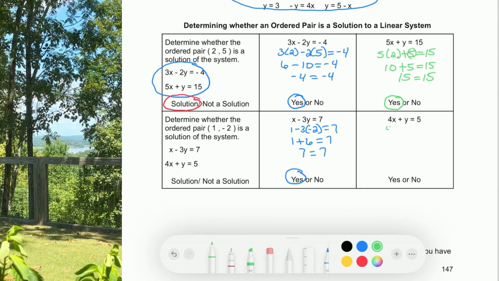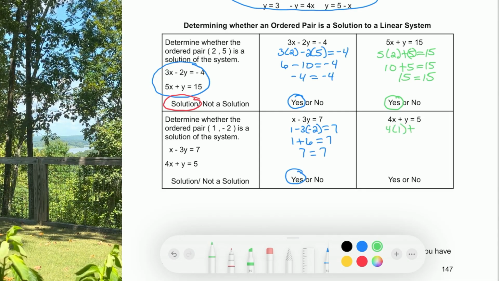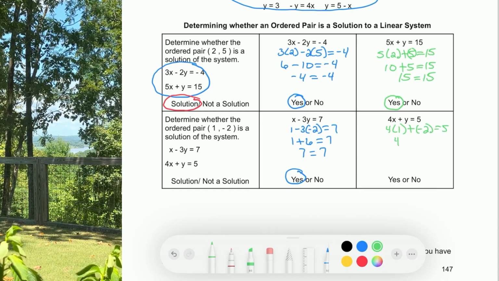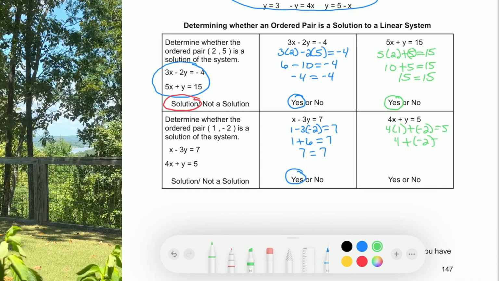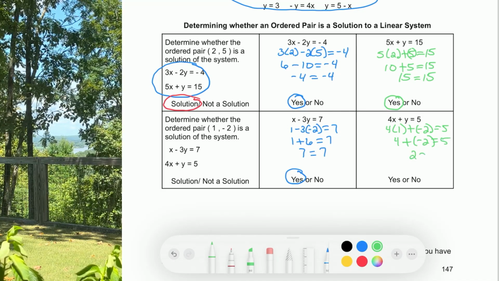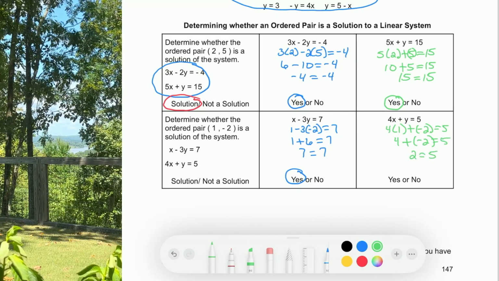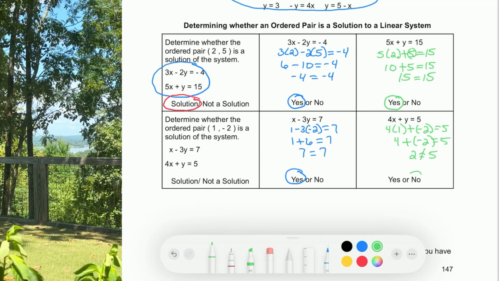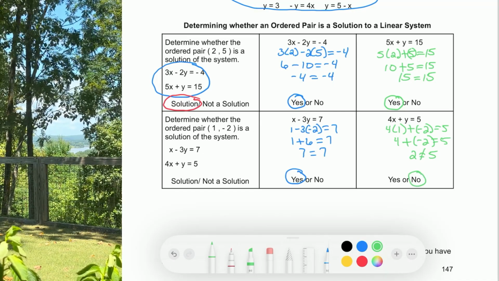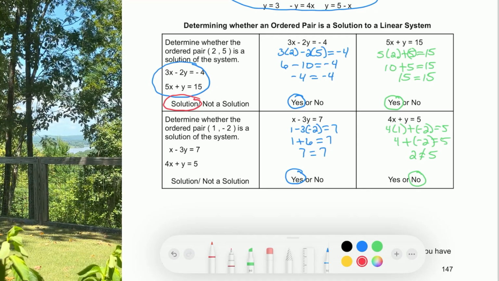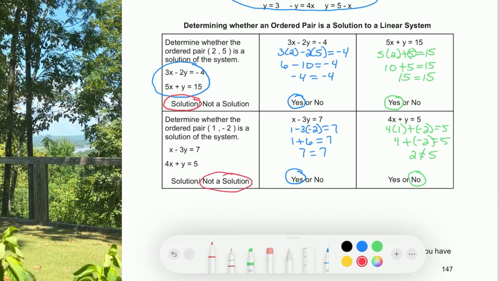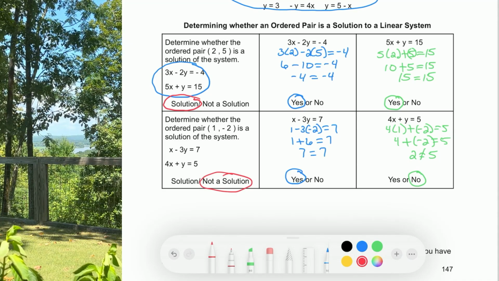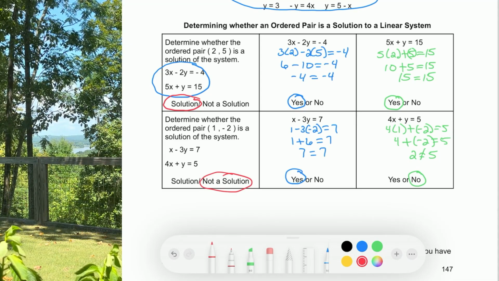4 times 1 plus a -2 equals 5. I get 4 plus -2. That becomes 2 equals 5. 2 does not equal 5. So this particular ordered pair is not a solution for this linear equation. So it is not a solution to the system. Again, it has to work in both equations or all the equations that they give you to see if it really is a solution to the system.